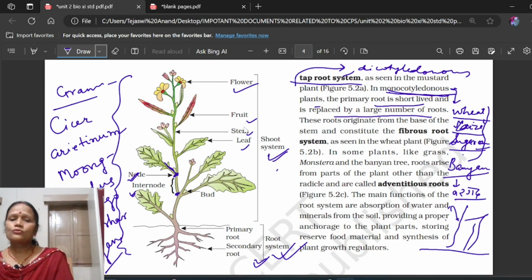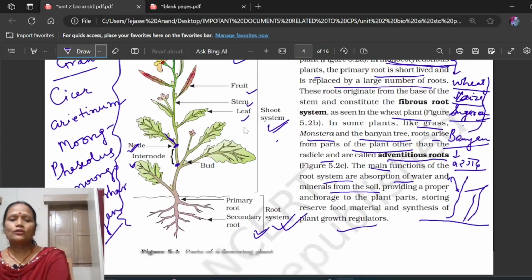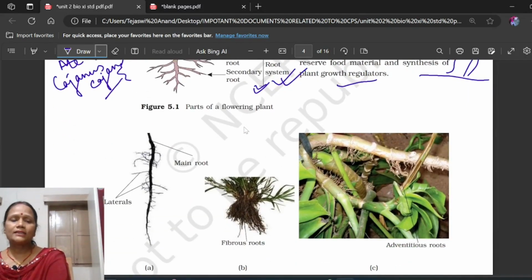Like in fibrous roots, as seen in wheat plant, grass, monstera and banyan tree, roots arise from parts of the plant other than the radicle, so they are called adventitious roots. The main functions of the root system are absorption of water and minerals from the soil, providing proper anchorage to the plant parts, storing reserve food material and synthesis of plant growth regulators. Thank you very much for understanding these things.